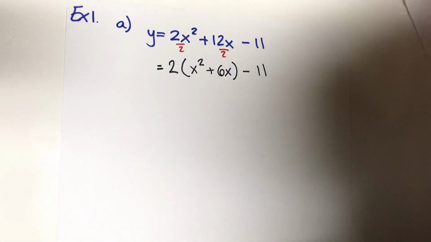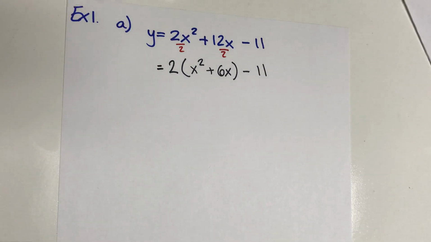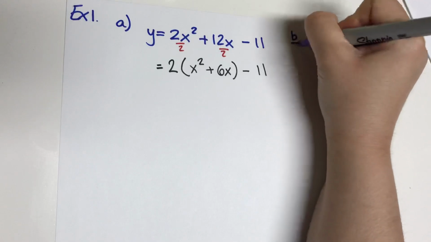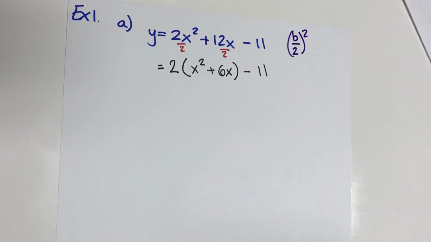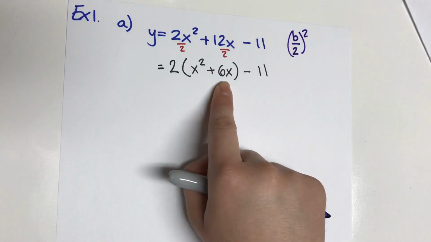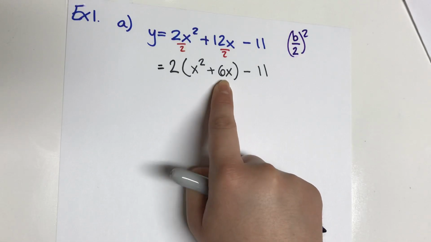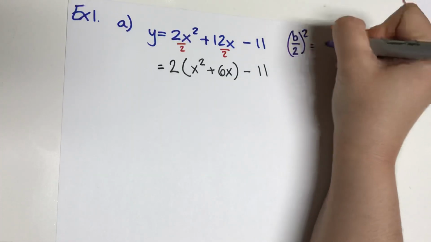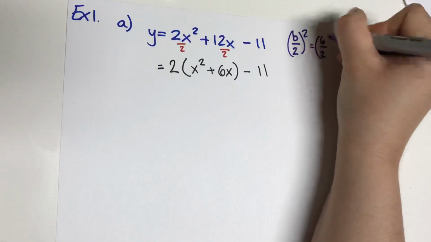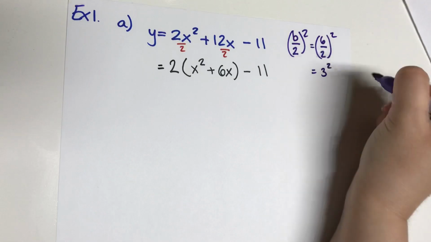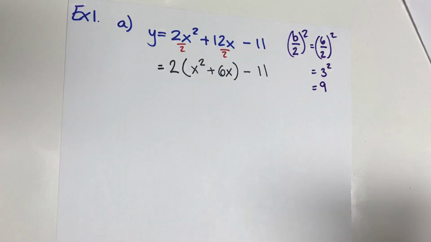Now I'm going to continue the steps that we saw last week. On the side, I'm going to write b over 2 squared. Only now my b isn't this number in the middle. I factored out the 2 from it, so what I'm left with is the 6. So actually my b is this 6 right here. Six divided by 2 is 3, and 3 squared is 9.